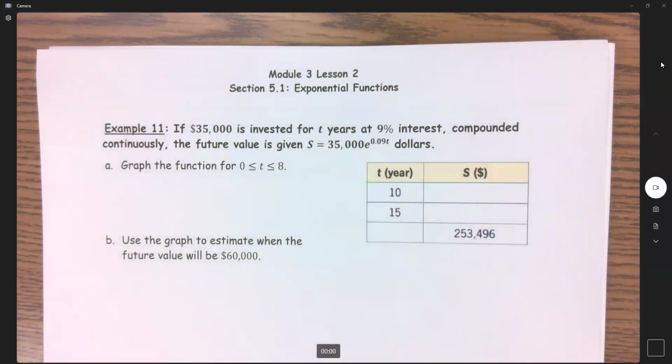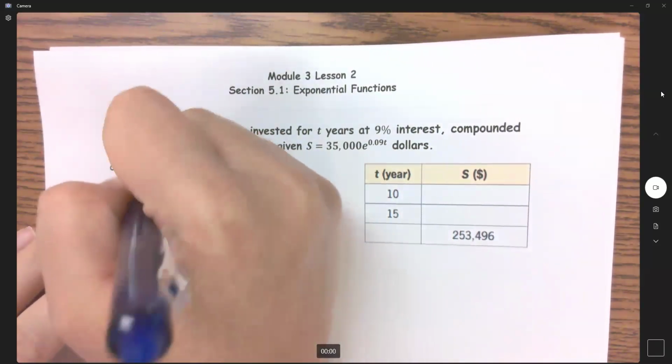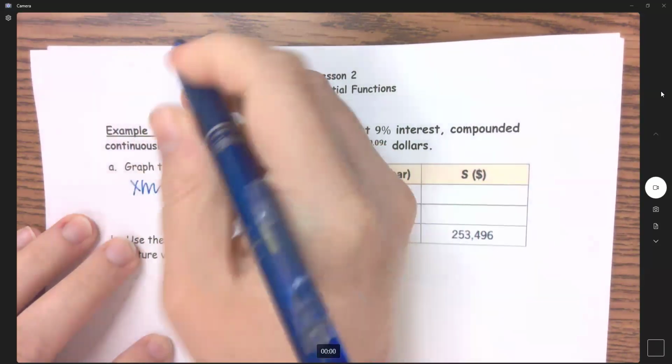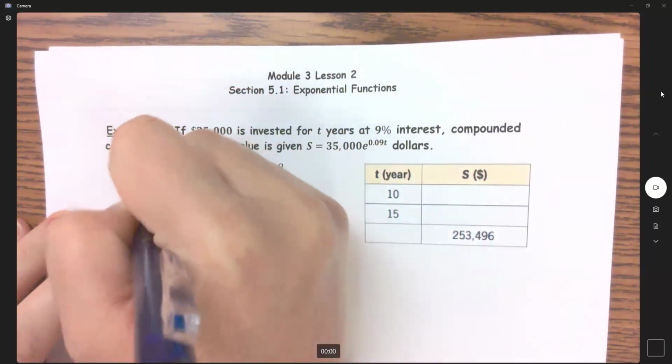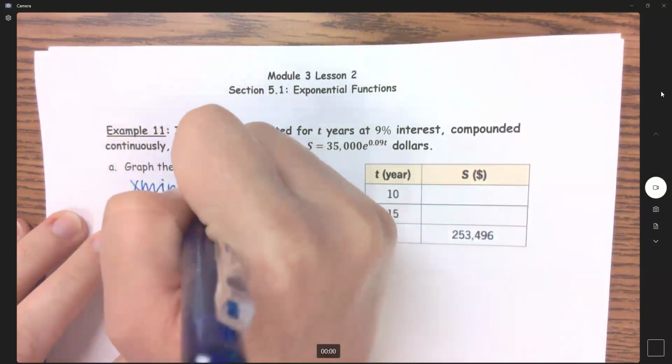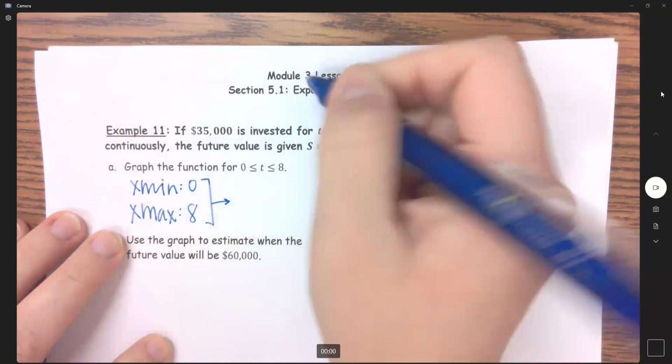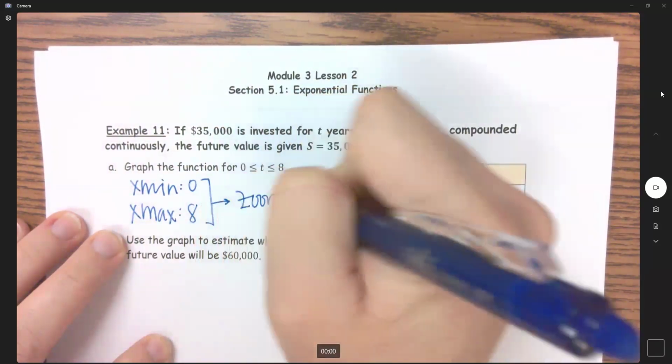So in example 11, it says if $35,000 is invested for T years at 9% interest compounded continuously, the future value is given as S equals. So we need to graph this function for 0 through 8. So we need an X min of 0 and an X max of 8. And then we'll do zoom 0.